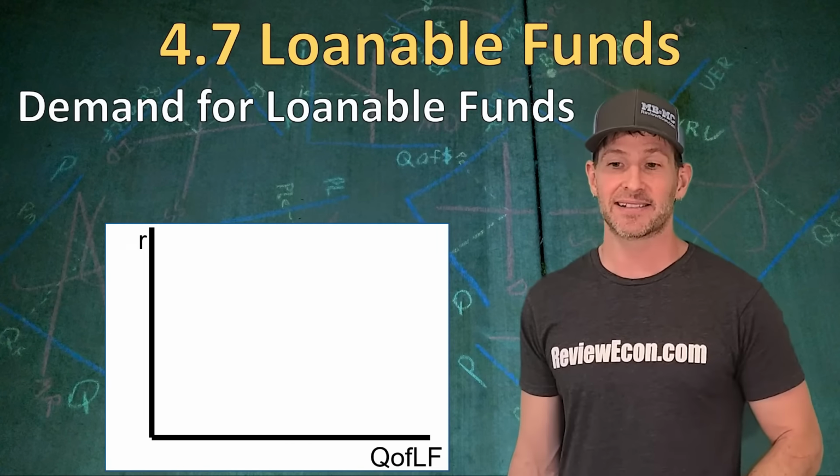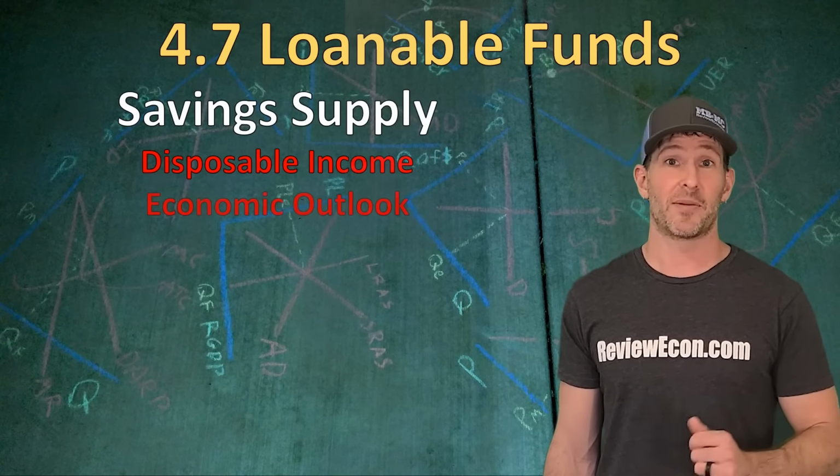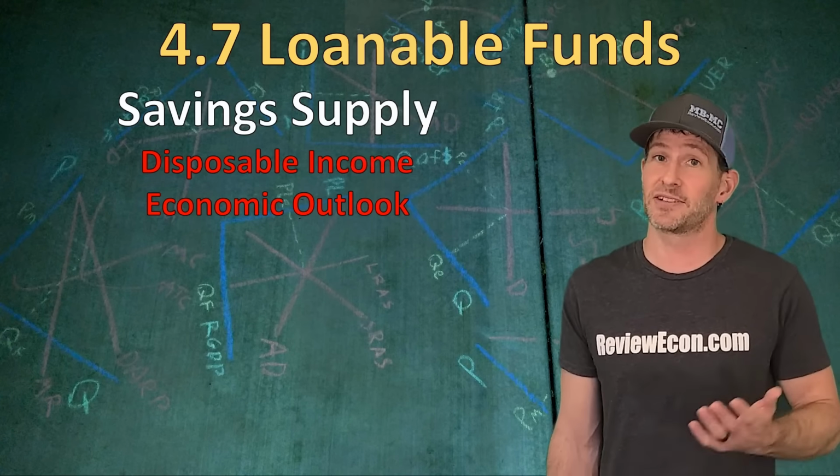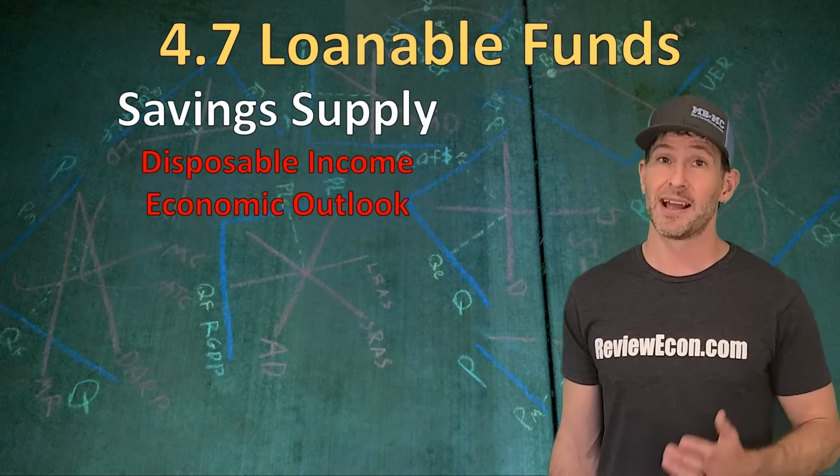Here are some things that can shift that savings supply curve. Changes in disposable income for households: increases in household income will increase supply, decreases in household income will decrease supply. The economic outlook: if people expect a recession, they'll save more, for example. And foreign investment. When foreign investors put money in our loanable funds market by saving in the United States, that will increase the supply of loanable funds, for example. If we see any of those things increase, it will of course shift our supply to the right, and if they decrease, it will shift it to the left.